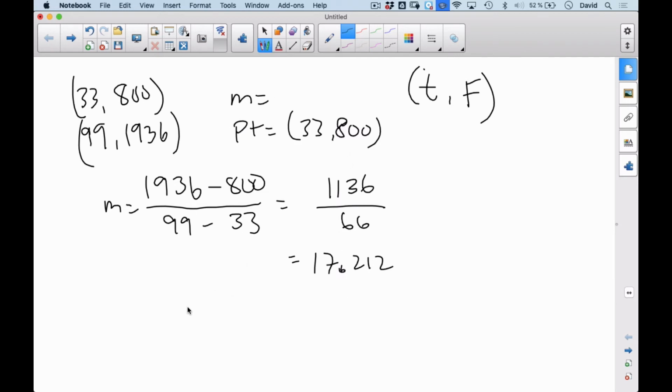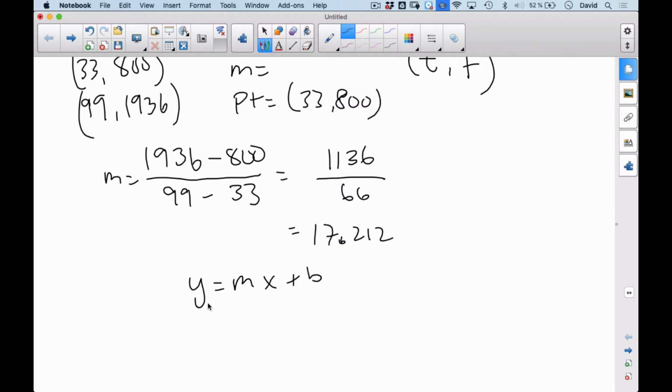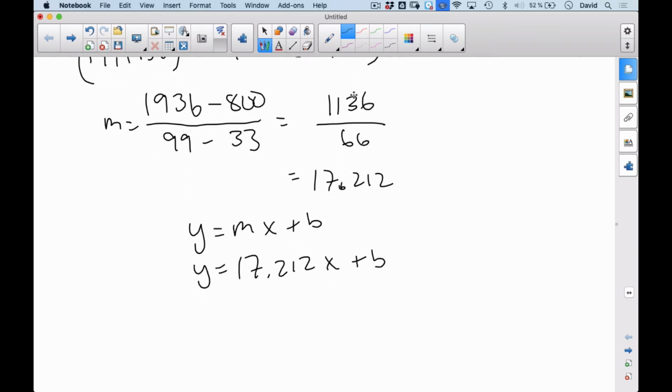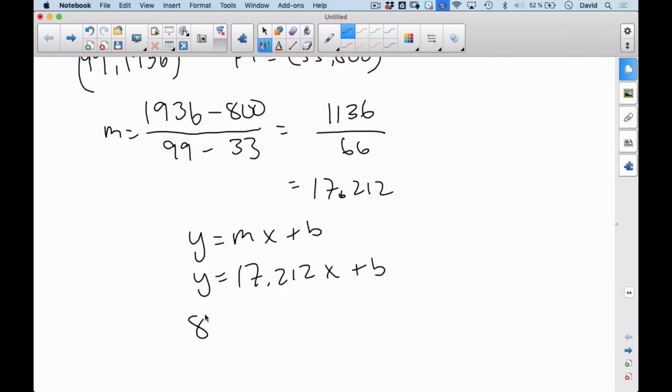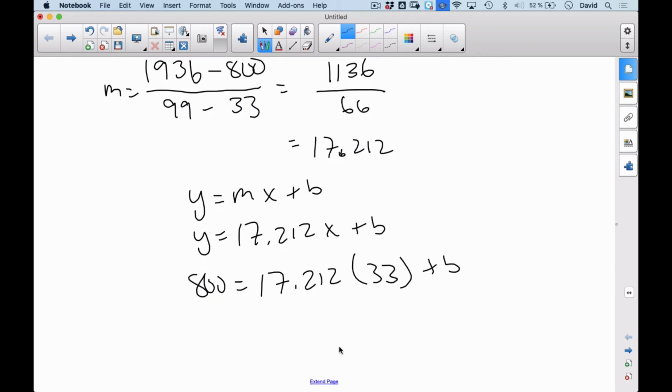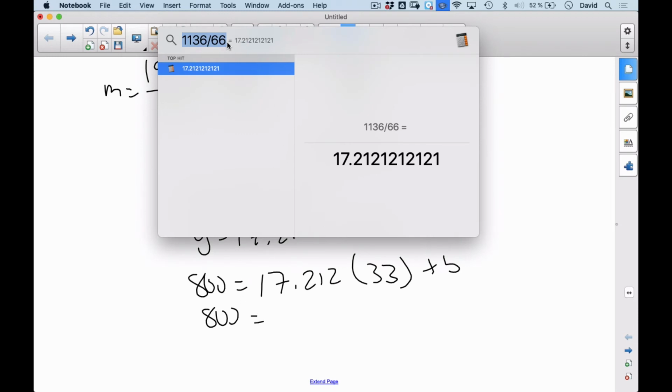I want to find my equation. I know y is equal to mx plus b. Y is equal to 17.212 x plus b. I'm going to plug in my point, 33 and 800, so I get 800 equals 17.212 times 33 plus b. So 800 is equal to this value times 33 gives 568.